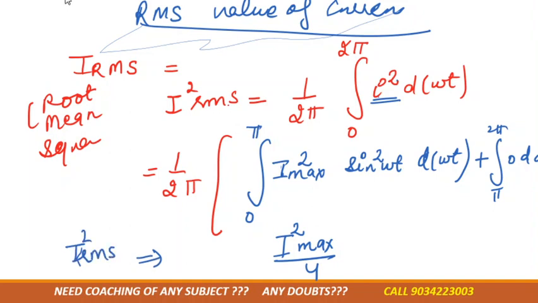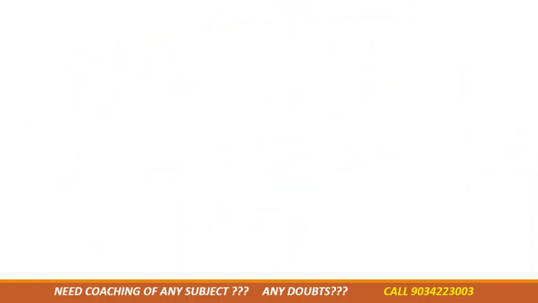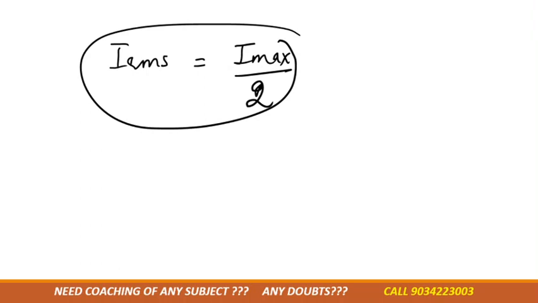But now we don't want I square RMS. What we want exactly is IRMS. So IRMS would be I max by 2. As you remember, in electrical, what you have studied is that RMS is equal to maximum divided by root 2. But now we have derived RMS equal to maximum by 2.